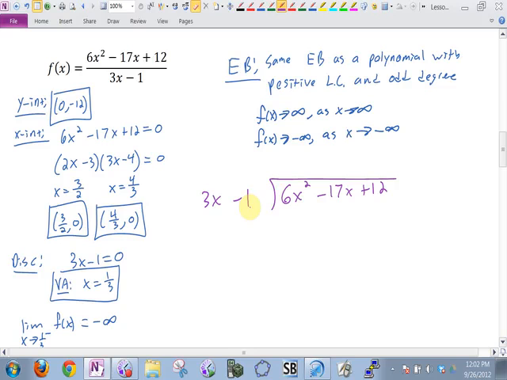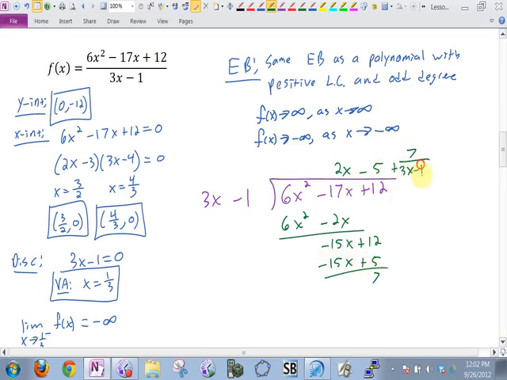I think this is long division. Okay. So what do you multiply 3x by to get 6x squared? 2x. So there's our 6x squared and a minus 2x. Real quick, what's negative 17 minus negative 2? Negative 15. Good. What do you multiply 3x by to get negative 15x? Negative 5. There's a negative 15x plus 5, and that gives me a remainder of 7. So if I add 7 over the divisor, that is called the divisor, right?